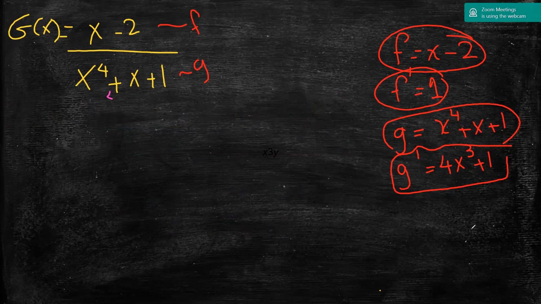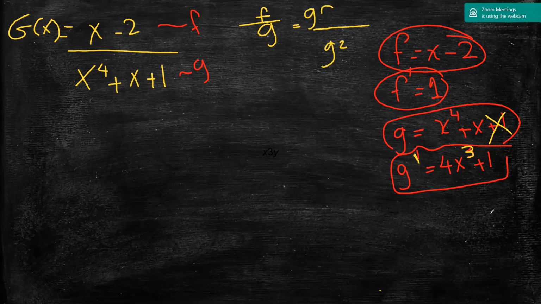Now, here we assume that f is x minus 2, so f prime will be 1. And g is x raised to the power 4 plus x plus 1, so g prime will be 4x cubed plus 1. And this one, its derivative, will be 0. So I have now f and f prime, g and g prime. Now, all of us know that the quotient rule says if you have to divide f over g, you will say g f prime minus f g prime over g squared.